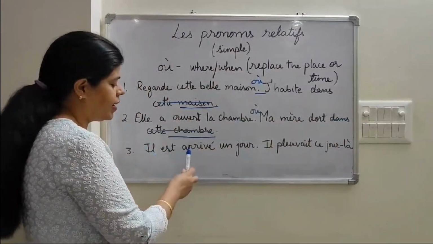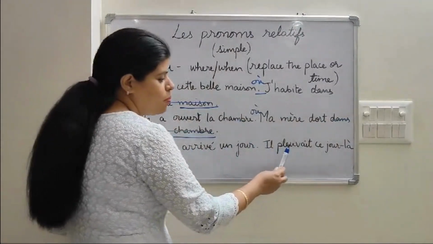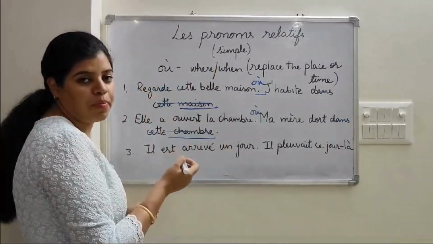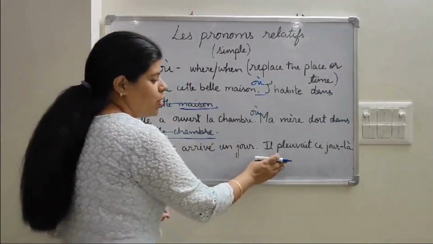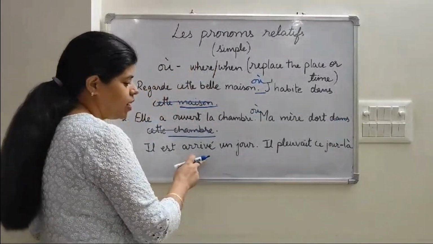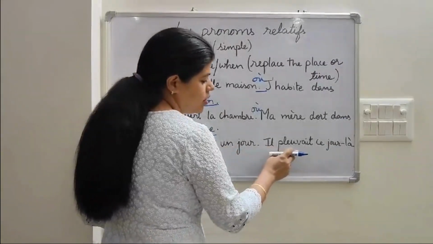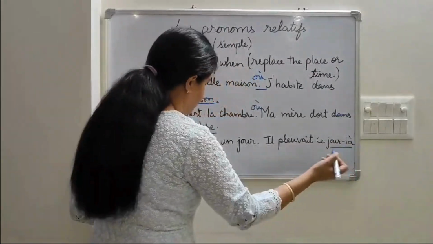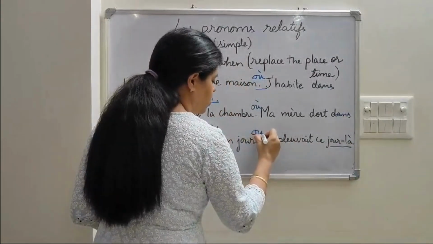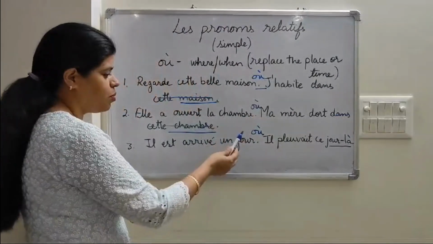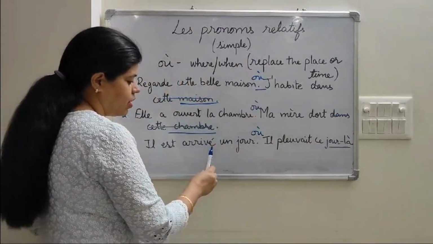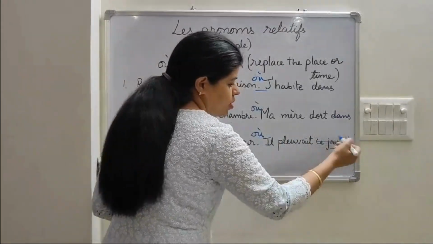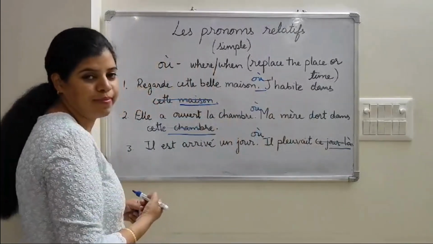Last one is il est arrivé un jour, il pleuvait ce jour-là. Now, où is also used to replace time in a sentence, and here we are talking about time. He arrived that day, the day it was raining. So, in order to avoid repetition of the time, we'll use où here also. So, when I join the sentences using a pronoun, I'll say il est arrivé un jour où il pleuvait, and I'll remove this because it has already been replaced by où.